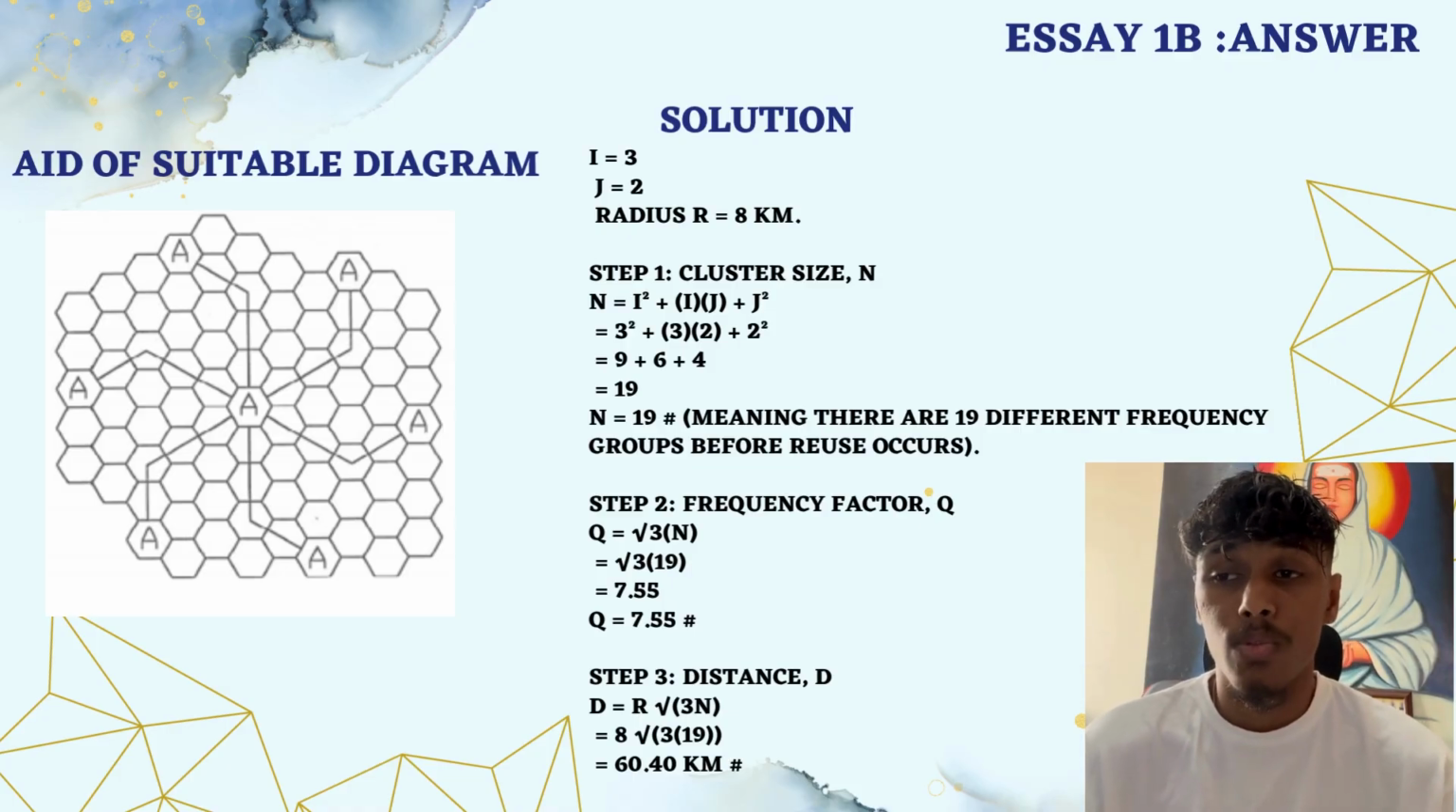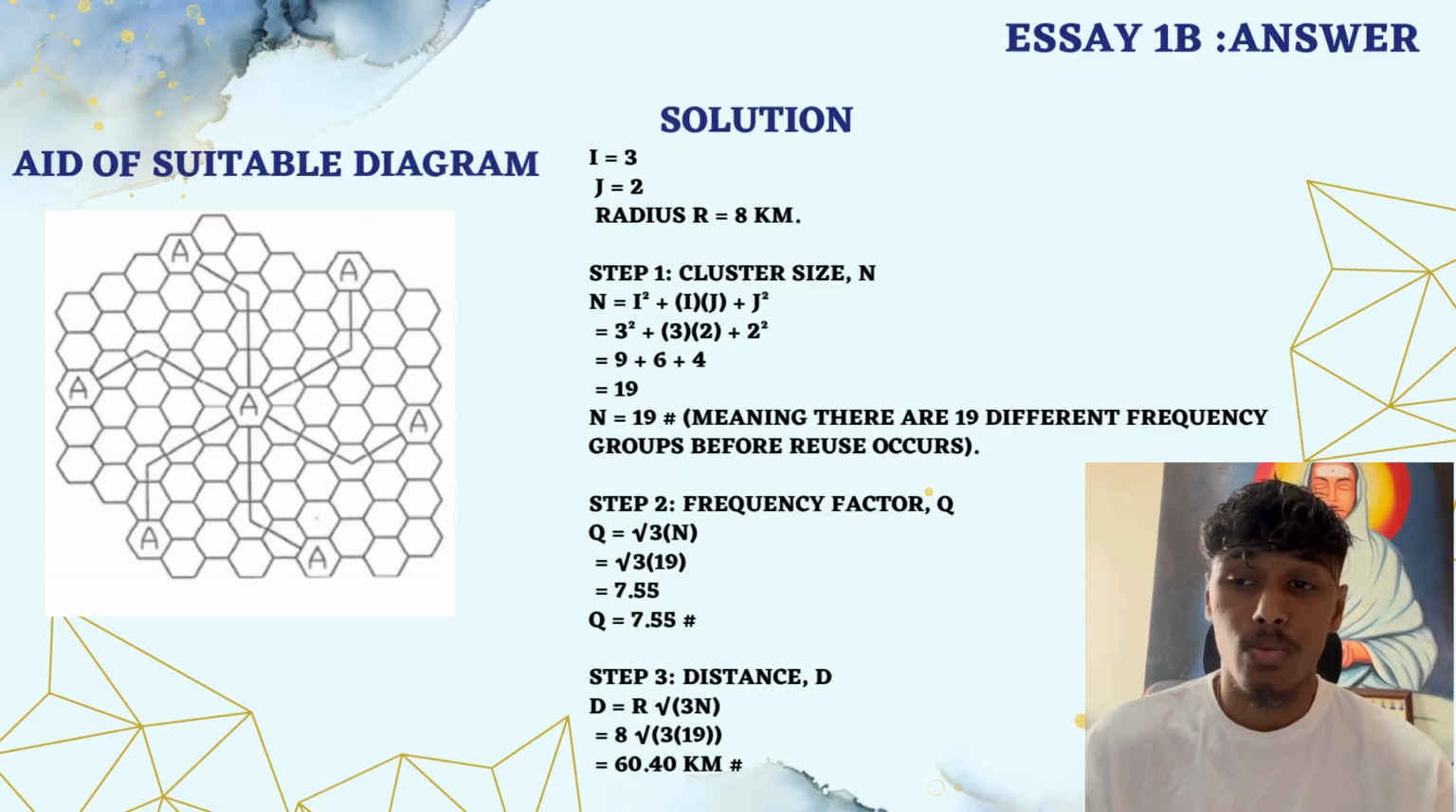So step 2 is the frequency reuse factor Q. So we're going to find the Q, which is the frequency factor. So Q equals to square root of 3 times N. N is just the cluster size that we get from step 1. We just need to substitute the value, and take the square root of 3 times 19. So the Q is basically 7.55.